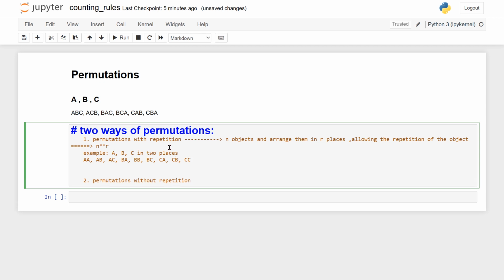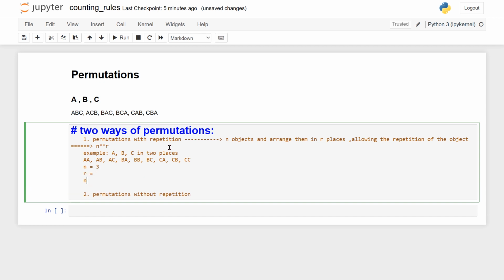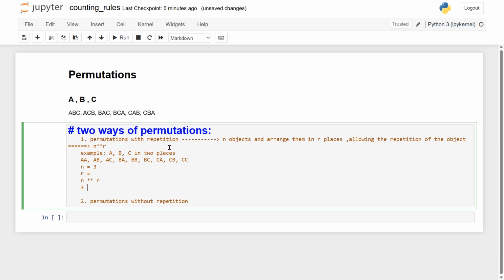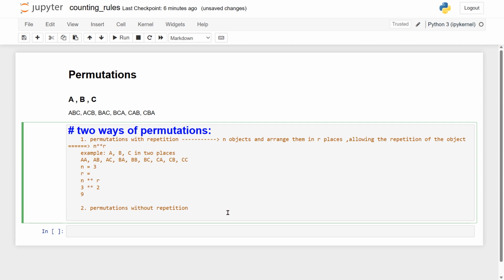Which is equal to, how many n do we have? n is equal to 3 for us and r is equal to 2 for us. So n power r, that's 3 power 2, which is equal to 9, 3 square. That's it. This is one way of permutation, that's a permutation with repetition. Now let's look into the other one.